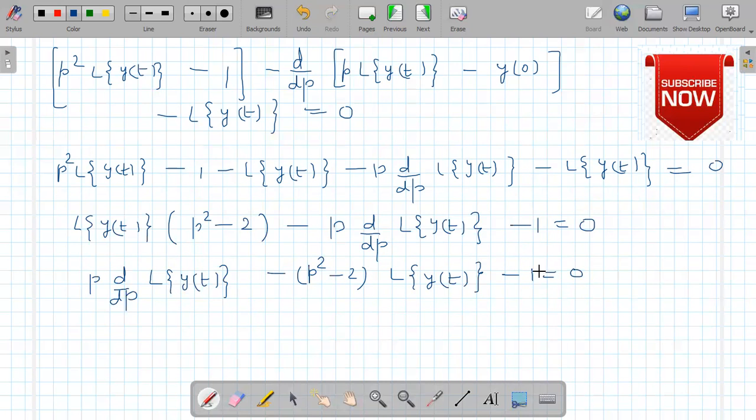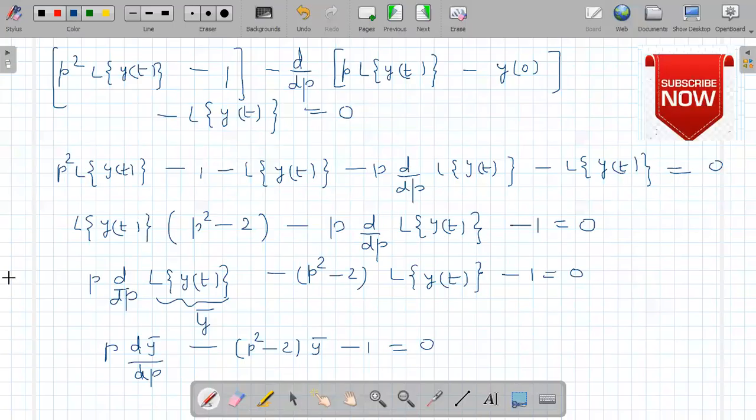You can see here, if I use the notation y bar for this, and I rewrite this again, then it will look like this: minus (p² minus 2) y bar. Here I forgot to tell you that I have changed the sign after this line, so here we have a positive sign.